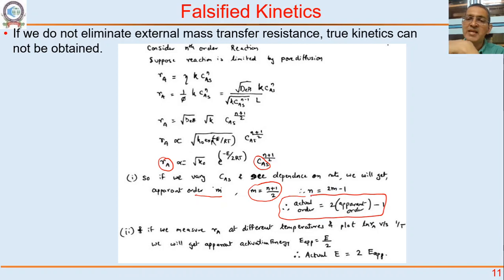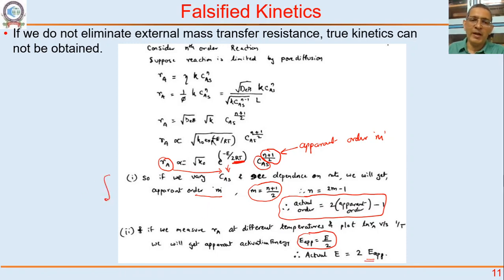We are falsely getting a dependence. This is our apparent order. Therefore it is called falsified kinetics. Falsified kinetics, that's the title of the slide. Same way, if I vary temperature and see how rate changes, what we will find is the apparent activation energy is E by 2. Actual activation energy is double our apparent activation energy.